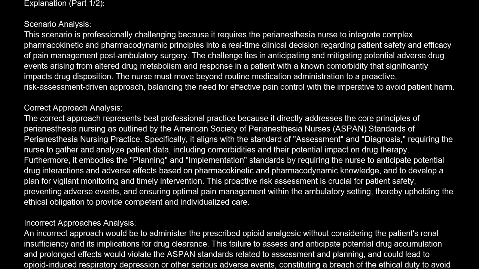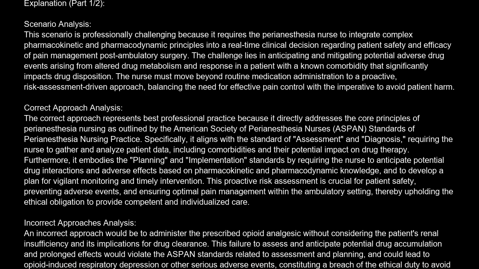Specifically, it aligns with the standard of assessment and diagnosis, requiring the nurse to gather and analyze patient data, including comorbidities and their potential impact on drug therapy. Furthermore, it embodies the planning and implementation standards by requiring the nurse to anticipate potential drug interactions and adverse effects based on pharmacokinetic and pharmacodynamic knowledge, and to develop a plan for vigilant monitoring and timely intervention.